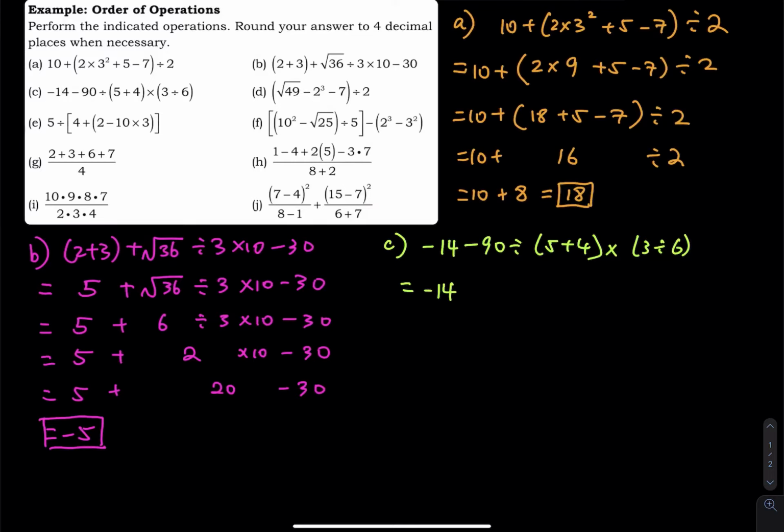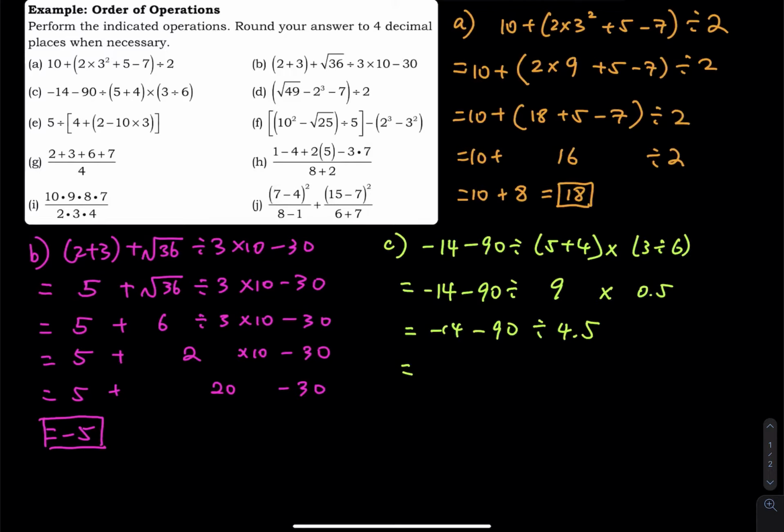Negative 14 minus 90 divided by 5 plus 4 is equals to 9. Actually, I don't need the parenthesis. 9 and then times 3 divided by 6 is 1/2 or 0.5. So you have negative 14 minus 90. The next step is you have 9 times 5 times 0.5, right? So half of 9 is 4.5. So you actually divide by 4.5.